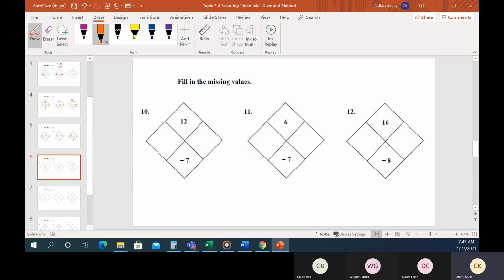Okay, so we're going back to the top number is positive, right? But the bottom number is negative. All right, so we know that when you multiply two positive numbers together, you get a positive answer, right? What happens when you multiply two negatives together? What happens? Still positive, right? Good.